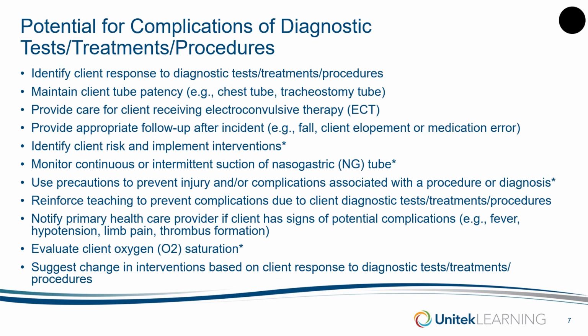When talking about potential complications, your goal is always to anticipate the complication based upon which diagnostic procedure or treatments your client has received. If you are anticipating complications, you are more likely to recognize and find them quicker and be able to intervene more appropriately. You need to maintain tube patency, monitor for suction effectiveness, and evaluate O2 saturation levels. Again, always notify your provider for any red flag findings. These would be things like a fever or suspected or known thrombus formation.